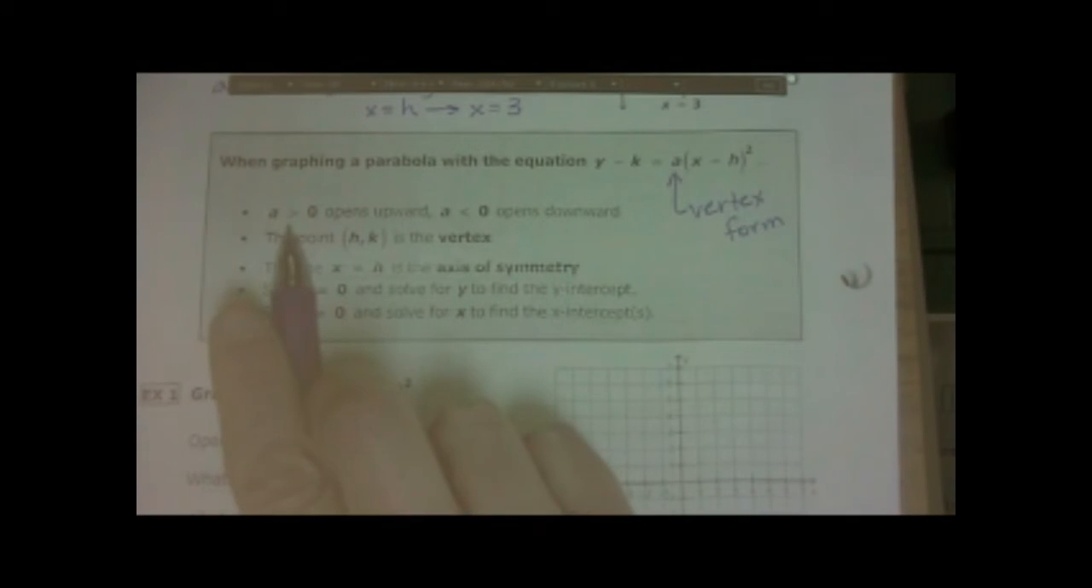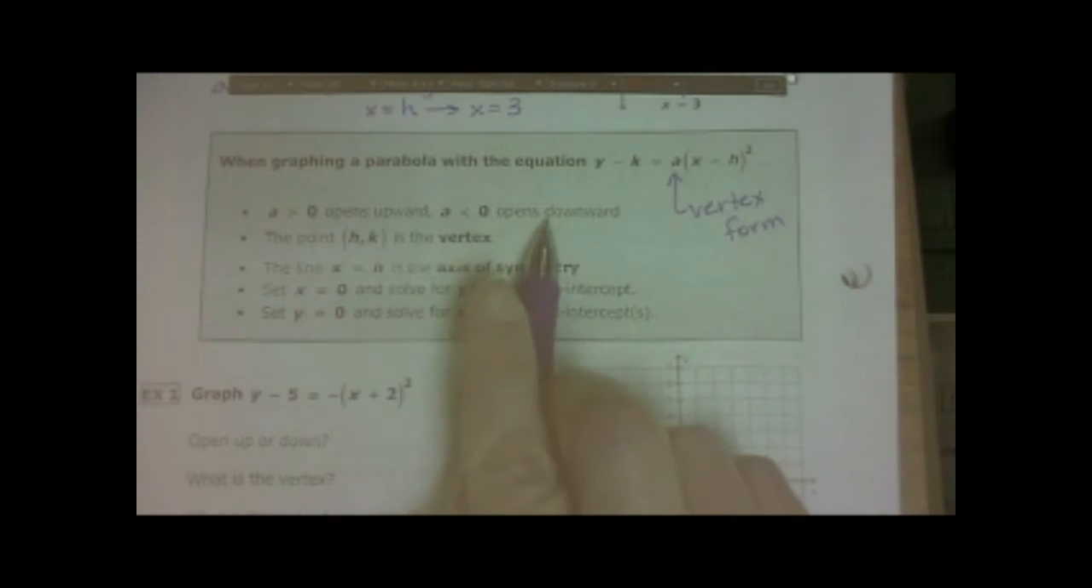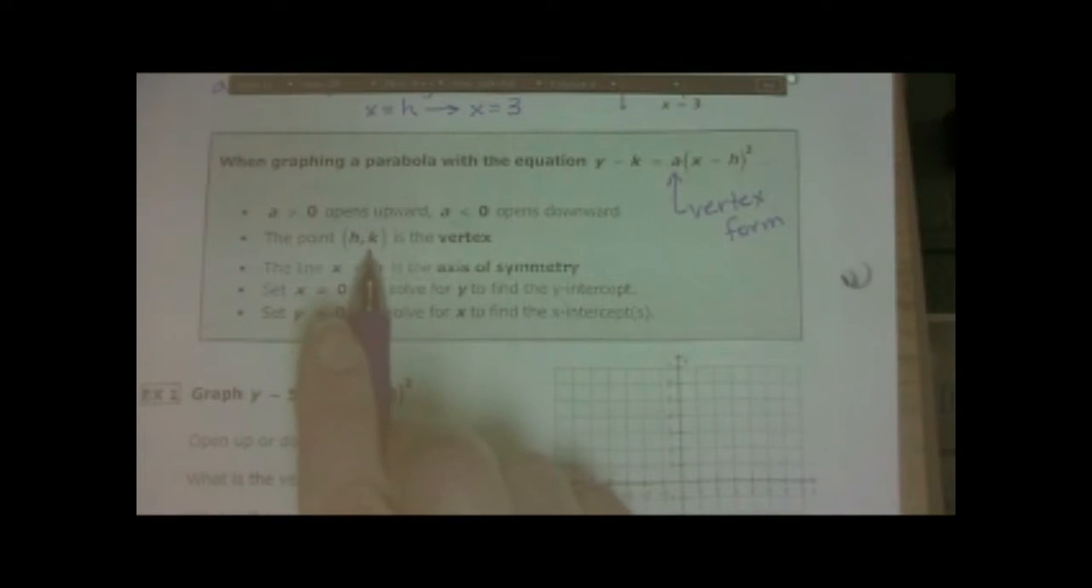If a is greater than 0, it opens upward. If a is less than 0, it opens downward. First important thing you need to know: the point (h, k) is the vertex. That's either the high point or the low point, depending on whether it is right side up or upside down. The line x = h is the axis of symmetry. Not just h, but x = h.